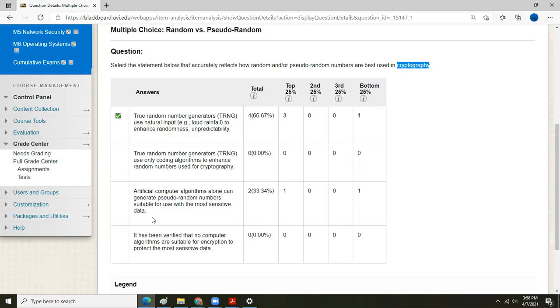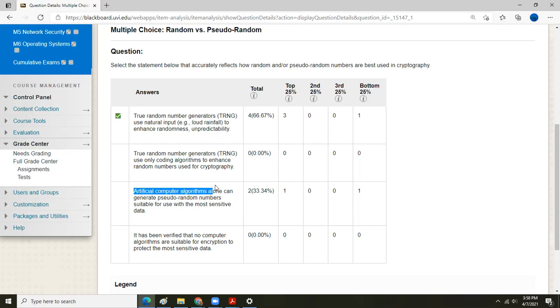What we've said in all the other answers is basically a bogus answer. True random number generators do not use only coding algorithms. When computer scientists used only algorithms, they weren't truly random. There was a pattern to them, and they weren't as random as they needed to be, and they were predictable based on the algorithm. Meaning you could crack it. If you use cryptanalysis, you could break the code.